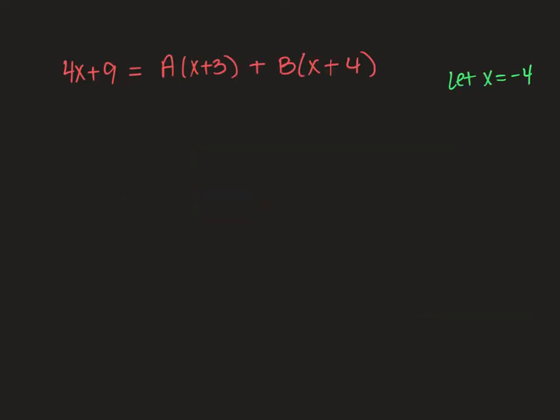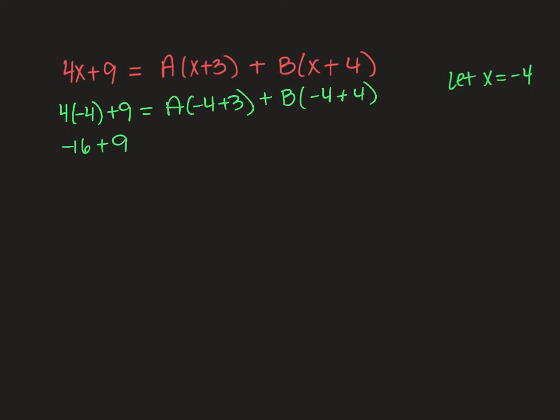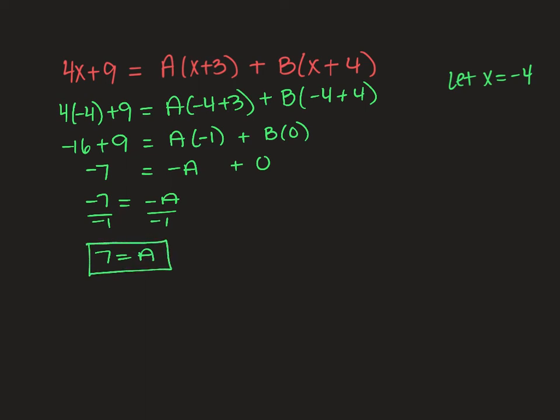All right, so I'm going to put in -4 for all x. So 4 times -4 plus 9 equals a times -4 plus 3 plus b times -4 plus 4. So -16 plus 9 is -7. And then -4 plus 3 is -1, so that's -a. And -4 plus 4 is 0, and b times 0 is 0. So -7 equals -a, and you can divide both sides by -1. So a is equal to 7.